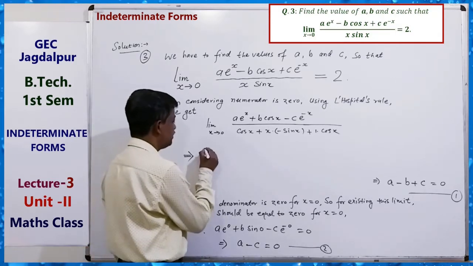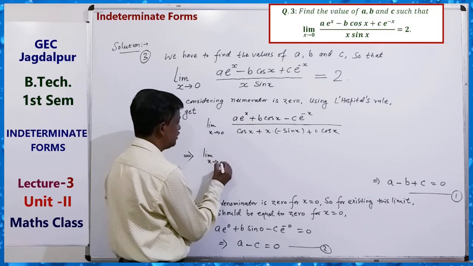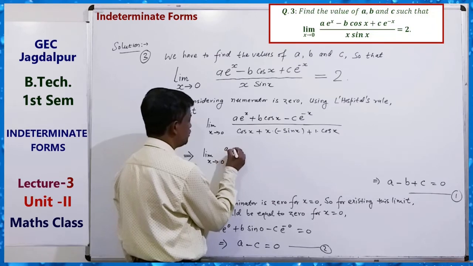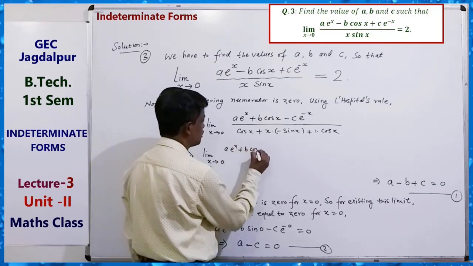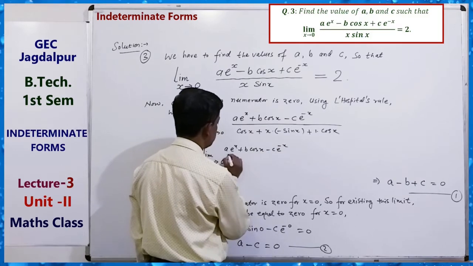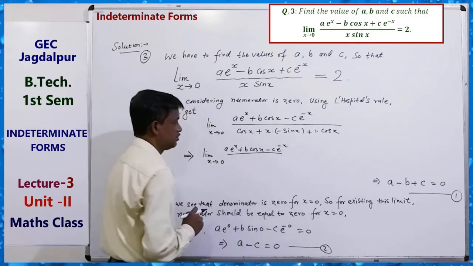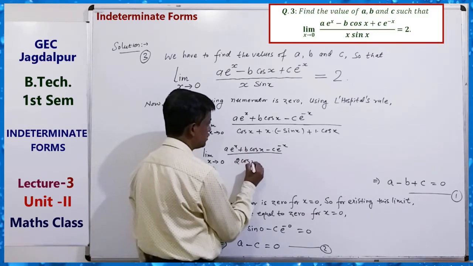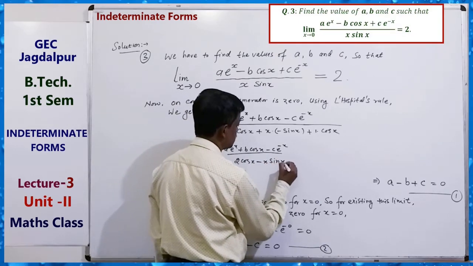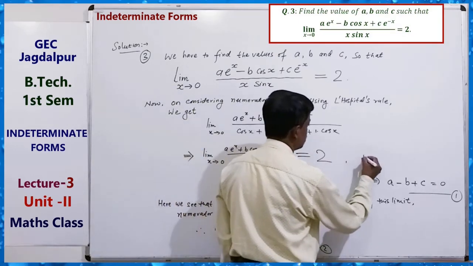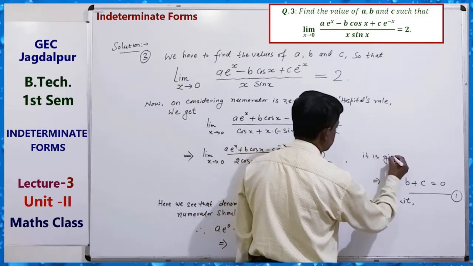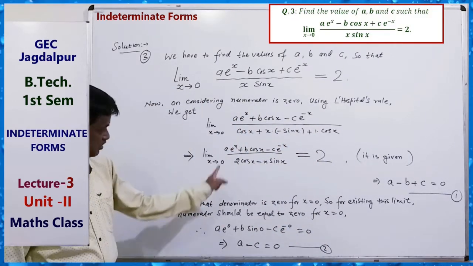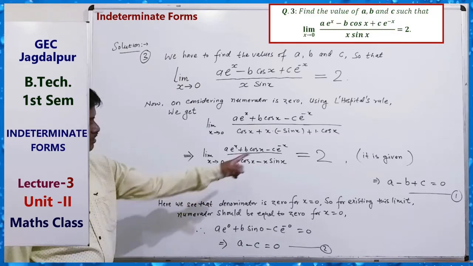So limit x tending to 0, a e to the power x plus b cos x minus c e to the power minus x upon 2 cos x minus x sin x is equals to 2. It is given. Its limit is given because denominator is not 0 now. So we can write this is equals to 2.